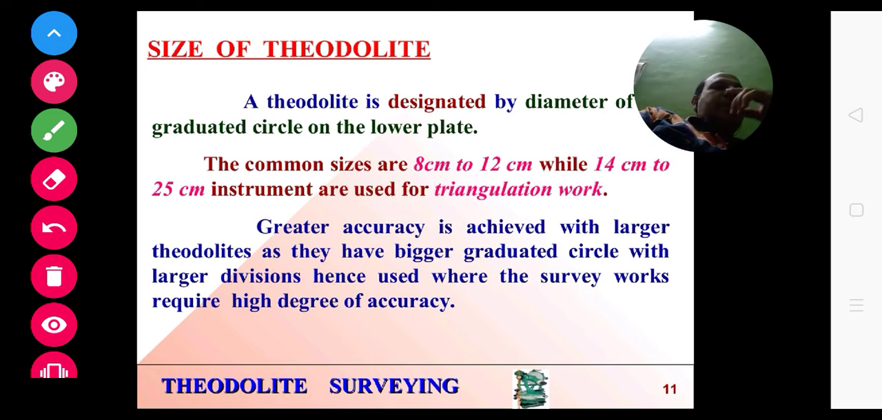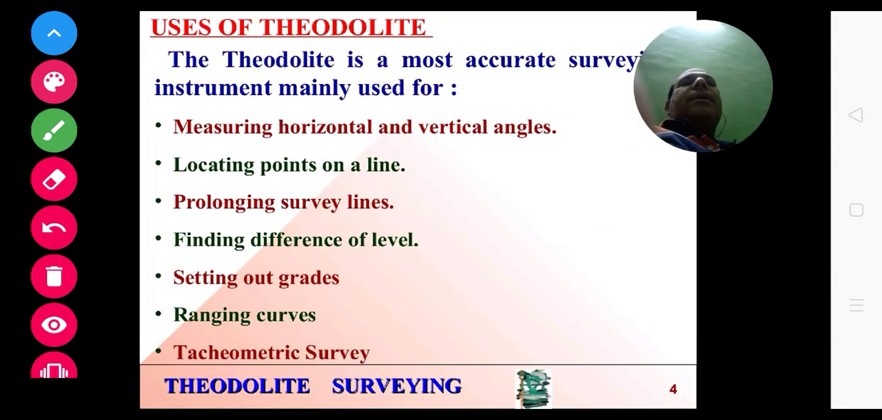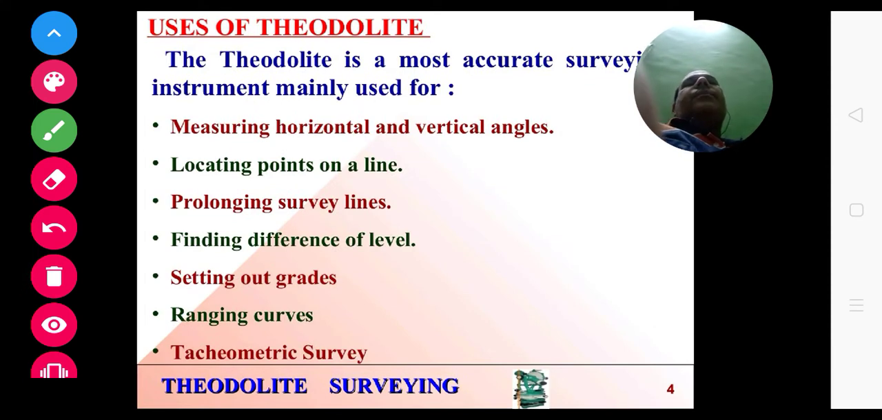Wherever the vernier scale of the theodolite is fitted, the diameter of that particular horizontal circle is from 8 cm to 12 cm or from 14 cm to 25 cm, and that is graduated very accurately. This is very important.